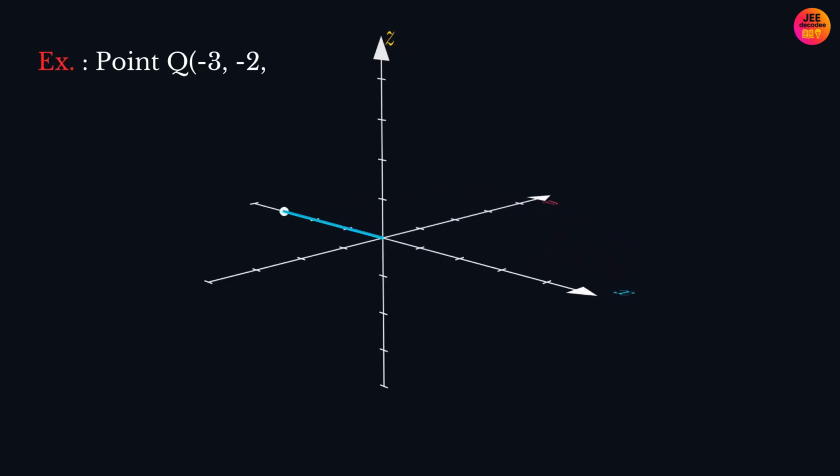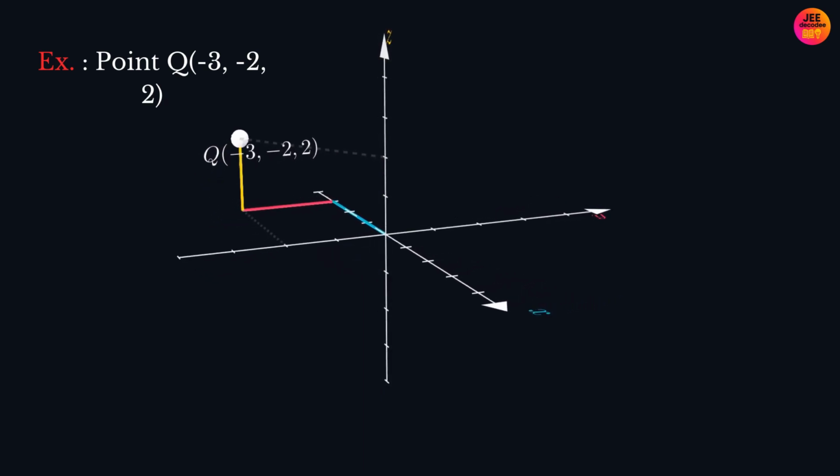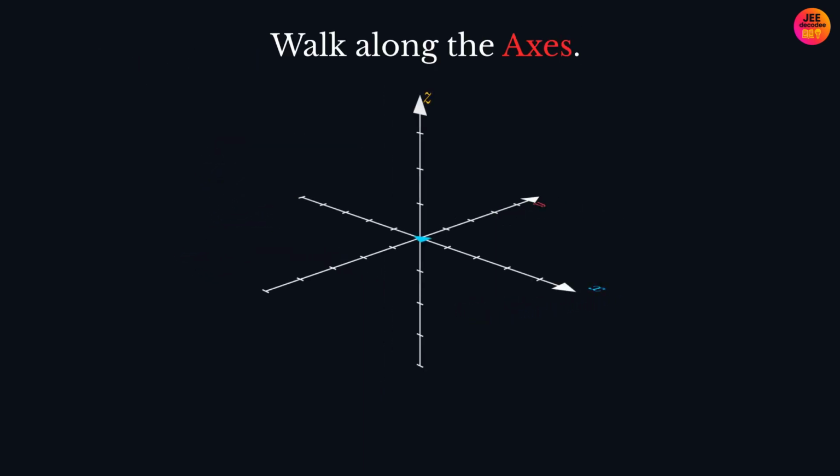Let's try Q (-3, -2, 2). X is negative, so walk back 3 steps. Y is negative, so go left 2 steps. Z is positive, so go up 2 steps. Just remember, X is forward and back, Y is left and right, Z is up and down.